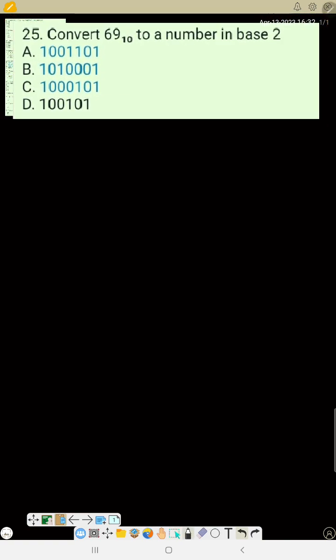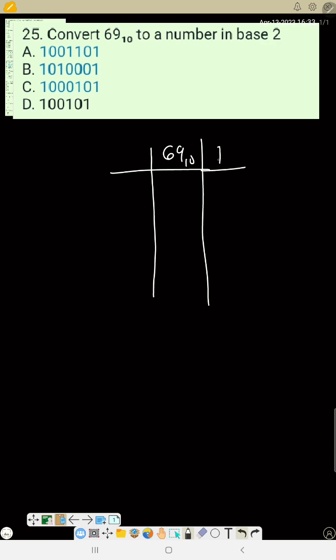Convert 69 base 10 to a number in base 2. So just use this. You write remainder here, divide by 2. So 2 in 69, this is 34, remainder 1. That is 2 in 6, 3. 2 in 9, 2 times 4, 8, remainder 1.